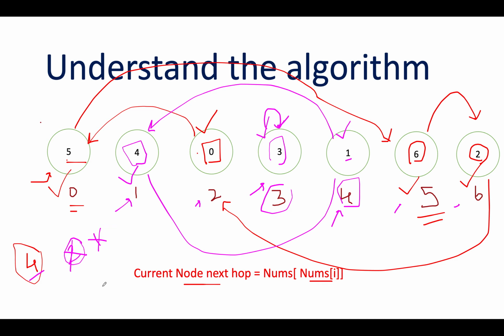So how many cycles or groups were there in this complete array? There were 3 groups. And what is the length of the largest group? The length of the largest group is 4, and you need to return 4 as the answer.